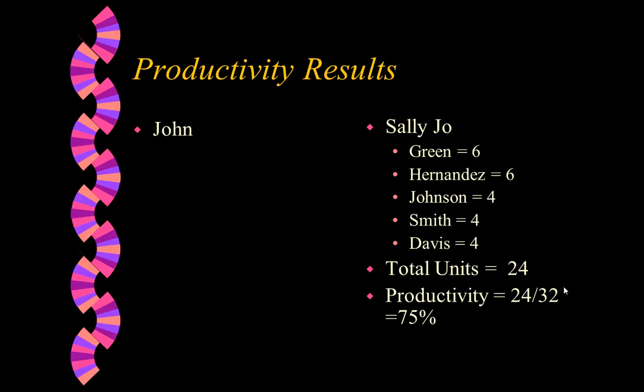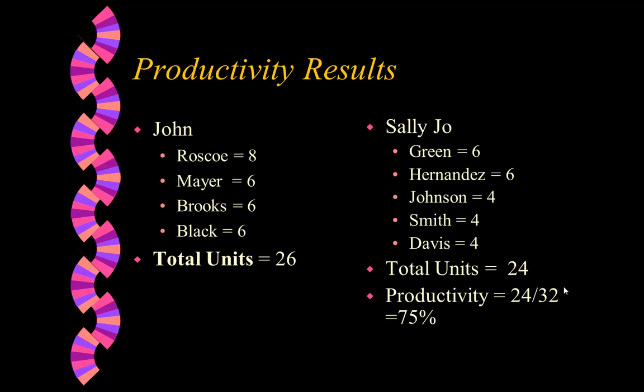Did you get the following answers? For John, Roscoe had 8, Mayer had 6, Brooks had 6, Black had 6, and the total units were 26. Productivity, 81%, and for an OTR, 81% is not bad. Here are the answers for Sally Joe's. Green had 6, Hernandez had 6, Johnson 4, Smith 4, Davis 4. Total units 24. Her productivity was 75%. That may be considered lower, but she did have more non-productive time.